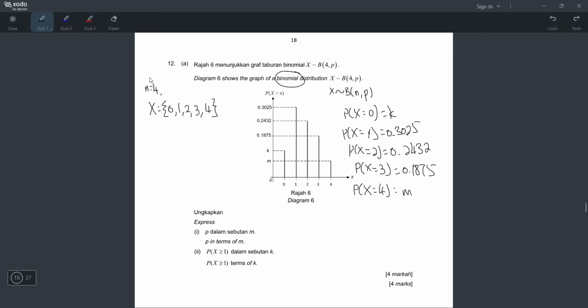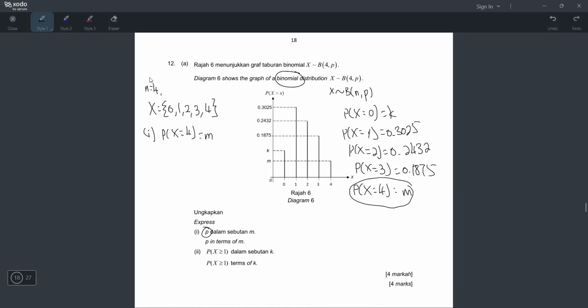Okay, let's see what they want. Question number 1, they say P in terms of M. I think I know how to do. Use this, because P is the probability of success. If you want to find the probability of success in terms of M, you will use this, because this is the only equation in the whole question with M. All these other equations don't have M. So I'll write P(x = 4) equals M.